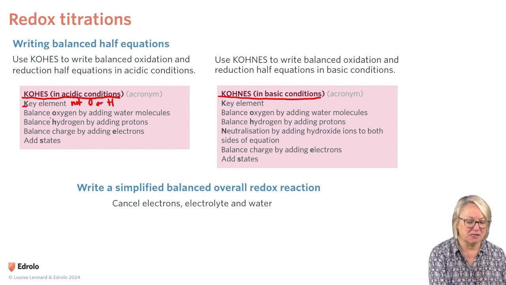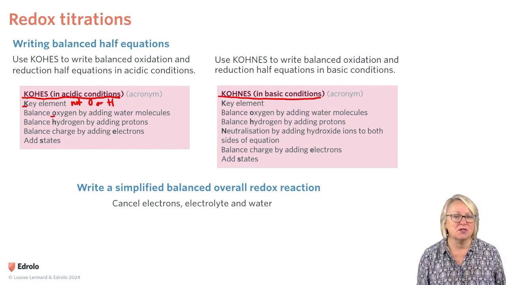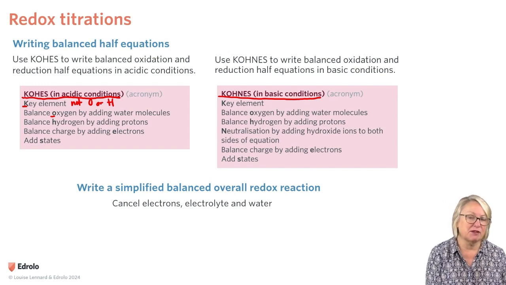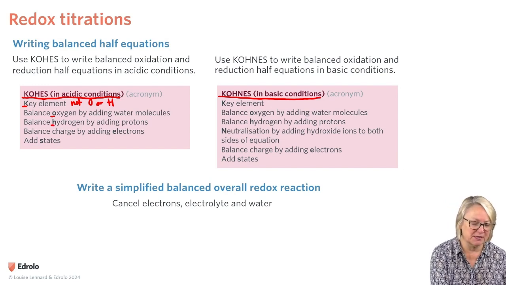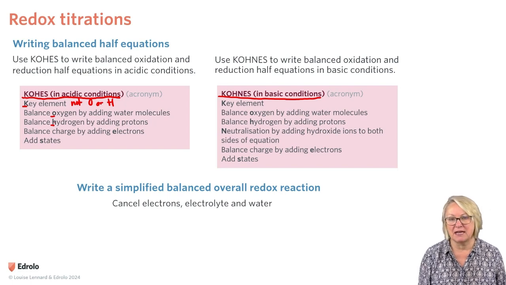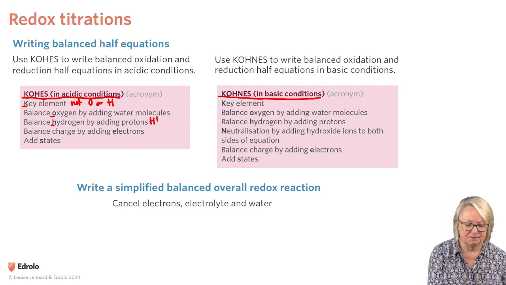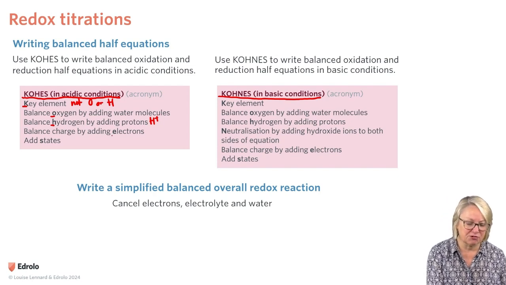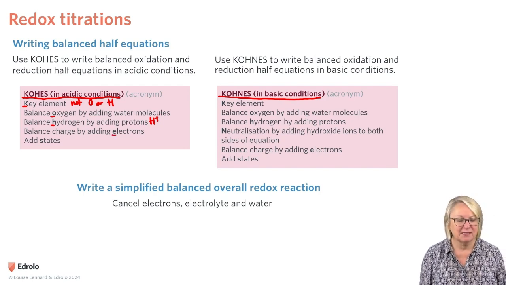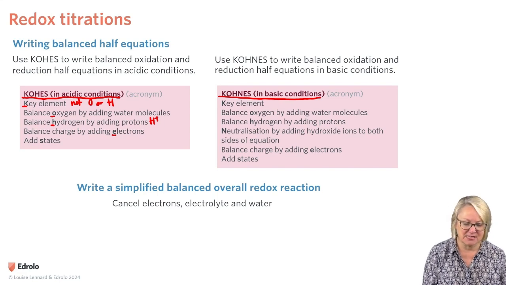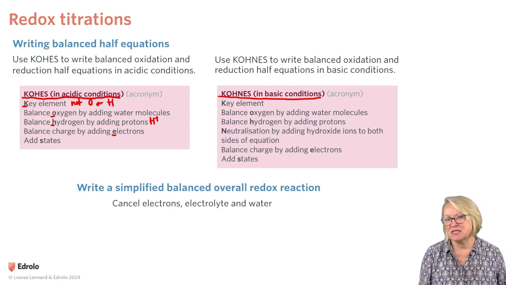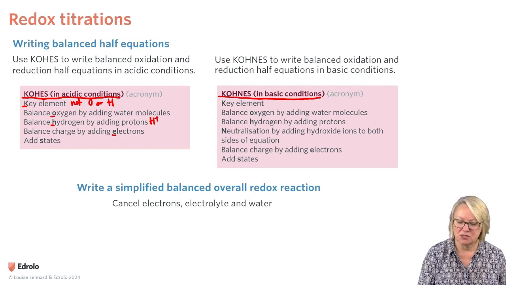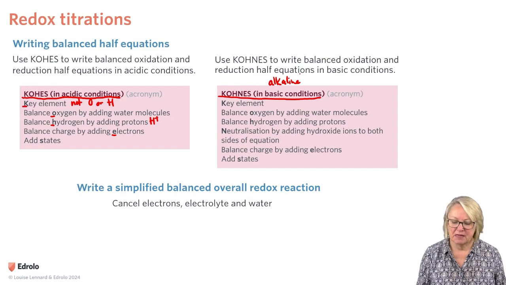The next step is balance oxygens by adding water molecules to the opposite side of the equation. Then you've introduced hydrogen, so you balance hydrogen atoms by adding protons, H+. Next is to balance the charge by adding electrons to the more positive side, and finally adding states. There's an extra step in alkaline conditions or basic conditions. Alkaline and basic mean the same thing.